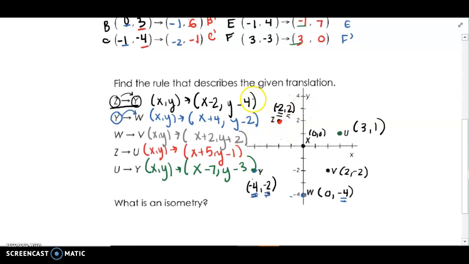All right, so these are what you should have gotten. So go ahead and double check what you got.